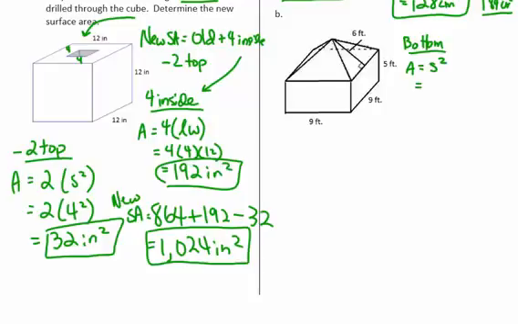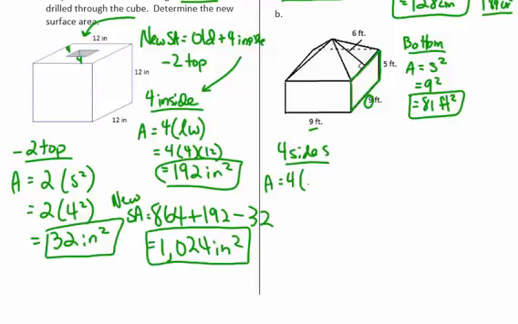And I know it's a square, even though it looks kind of like a rectangle, because this 9 and 9 are the same. So 9 squared, that's 81 feet squared. And the sides of it are all the same. They're a rectangle, 9 by 5. So 4 sides. So 4 times length times width. Oh, it's a W, not a U. So 4 times 9 times 5. And that's 180 feet squared.